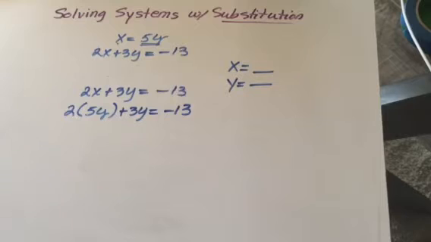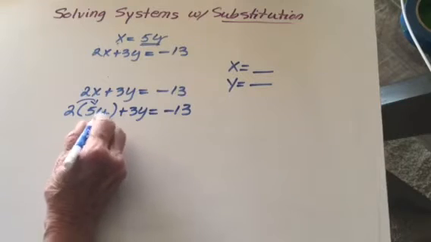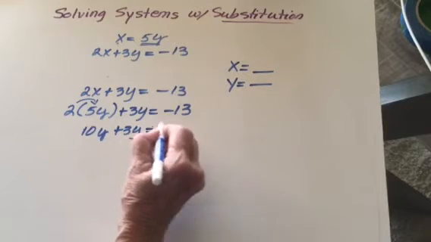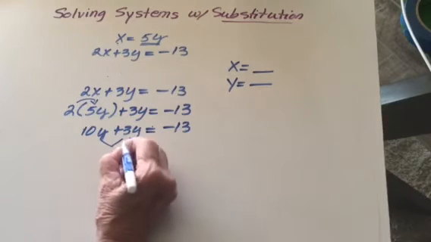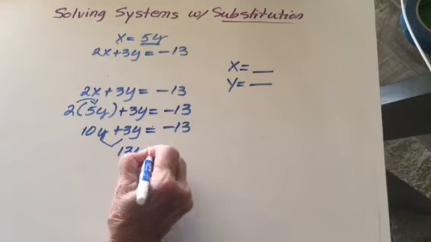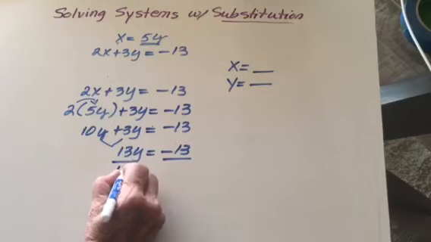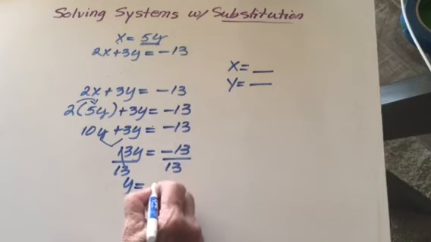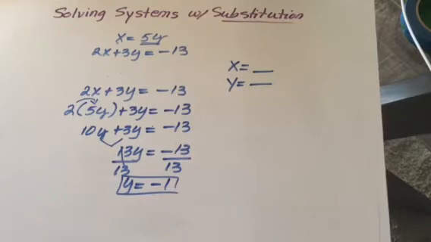Now I just solve this equation. And of course I do the distributive property. 2 times 5 is 10, just throw that y in there. 10y plus 3y equals negative 13. Now look, I can combine my y's, can I? 10 plus 3 is 13y is negative 13. And then to solve it, I just divide by 13. And y equals negative 1. Let's put that up here. y equals negative 1.